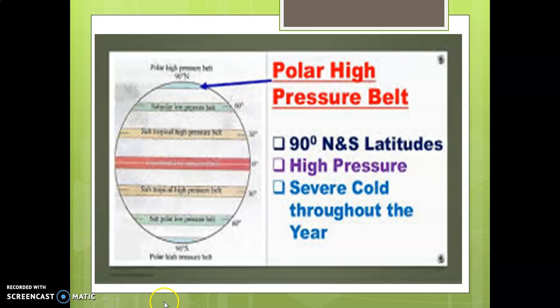Why is there a high pressure in this belt? Because this part of the earth receives slanting sun rays. As a result, there is a cool temperature, and due to cool temperature, cool dense winds will exist here, and cool wind never expands, so cool air exerts high pressure over here.